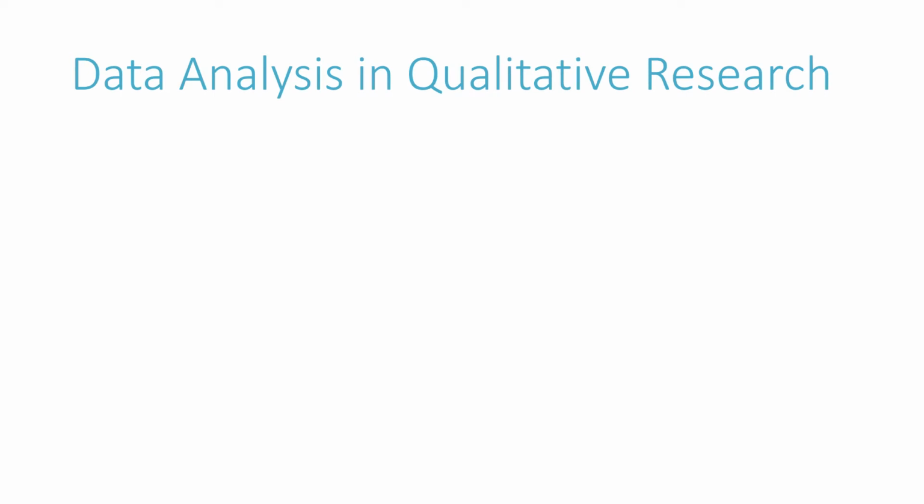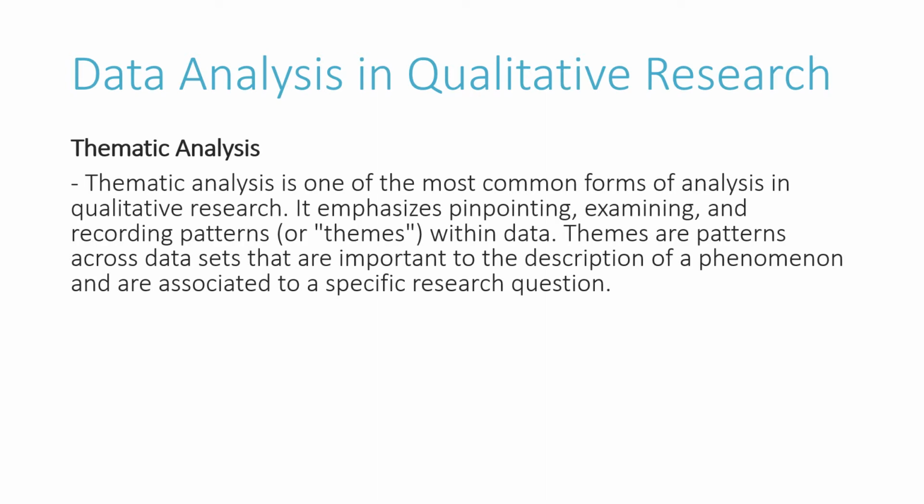So what types of analysis might you typically encounter for qualitative work? Well, thematic analysis is definitely the most common if you're new to this area. Thematic analysis is one of the most common forms of analysis in qualitative research. It emphasizes, pinpoints, examines, and records patterns or themes within data. Themes or patterns across data sets are the most important part of the description of a phenomena and associated with specific research questions. So basically, you're looking at themes that come out of the answers to the particular questions you asked out of your research, out of your interview schedule.